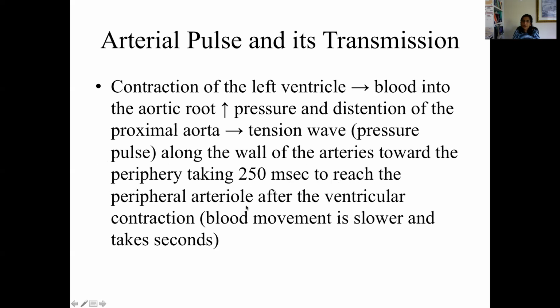All right, so this is measured, and it approximately takes 250 milliseconds to reach the peripheral arteriole after the ventricular contraction. Okay, so blood movement is slower and takes seconds. It doesn't rush through the vessel immediately, but it takes some time. Remember, there is resistance for blood to flow, and that is how it takes some time to reach a certain part of the body. So the peripheral arteriole receiving blood from the aorta would take about 250 milliseconds. And you don't have to remember these numbers because the vessels are not given a specific location, organ, or any of that, okay?